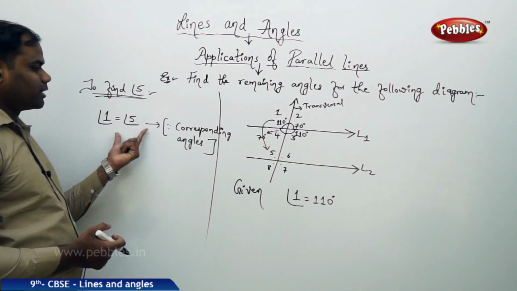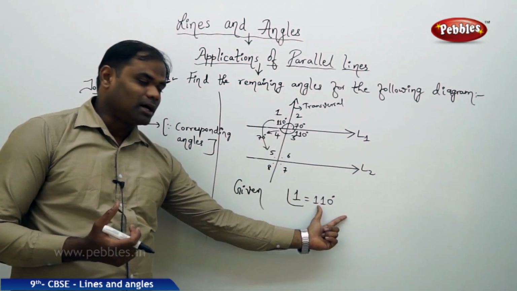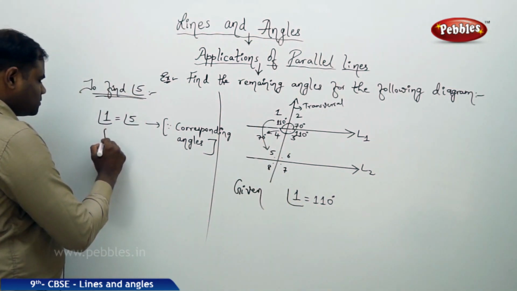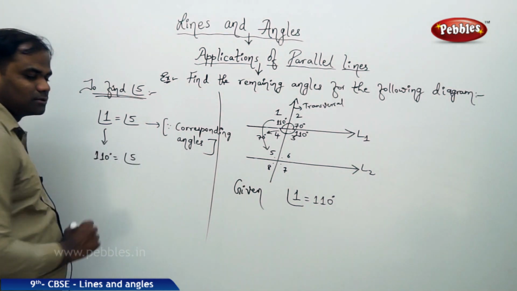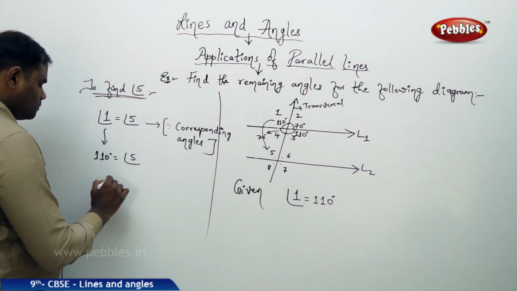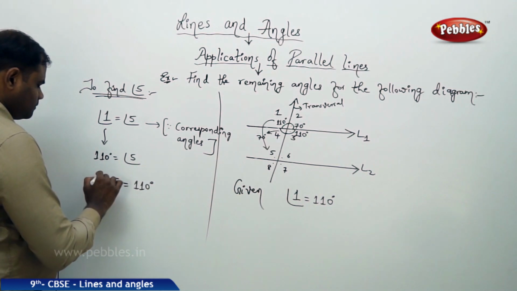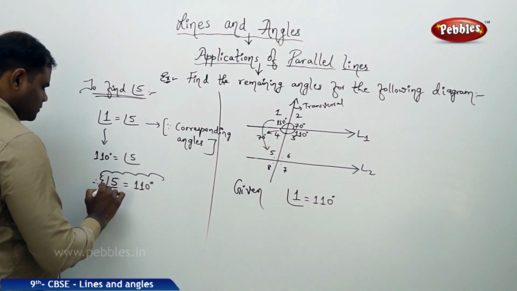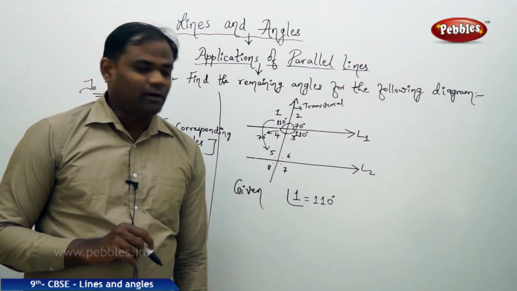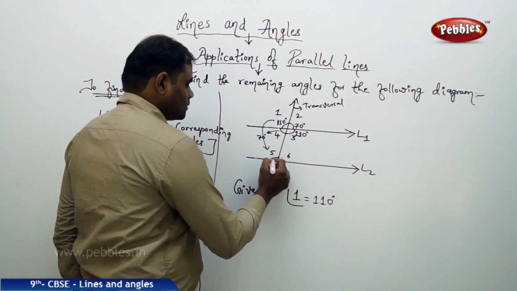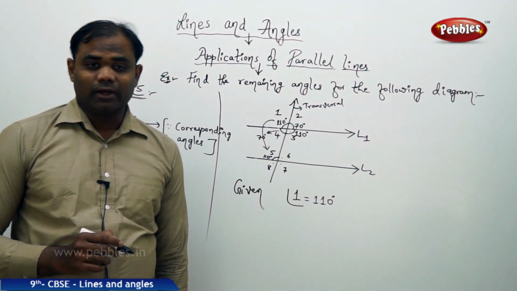Now these two being corresponding angles and equal, again I have my angle 1 which is already known to be 110 degrees, and therefore substituting for this I have 110 degrees equal to angle 5. Therefore my angle 5 is 110 degrees. Angle 5 is now found to be 110 degrees, is how we get angle 5.